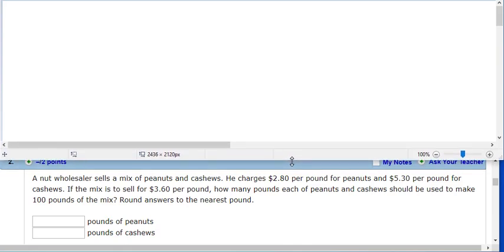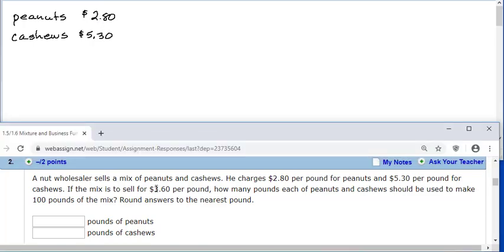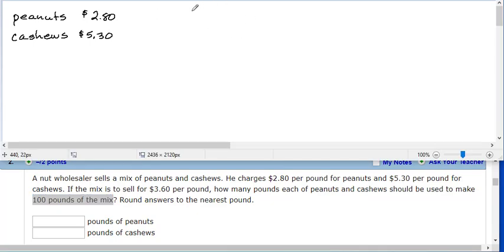Next, we'll look at problem number 2. This is another mixture problem, except this time instead of mixing two accounts with different interest rates, we're mixing two different products with different price points. So we're trying to hit a price point in between the 2.80 and the 5.30. We want to create a mix, and we want it to sell for $3.60 per pound. And we want to have 100 pounds of the mix when we're done. And the question is, how many pounds of each should we use so that we get 100 pounds of the mix, and that mix will sell for $3.60.